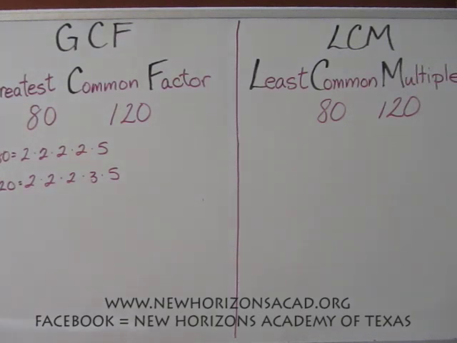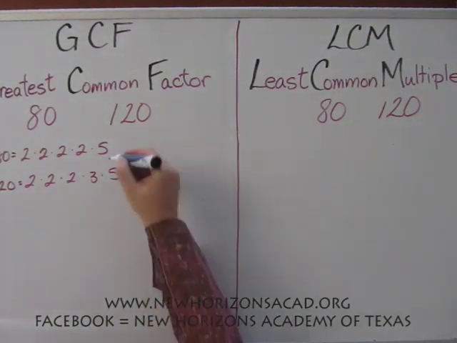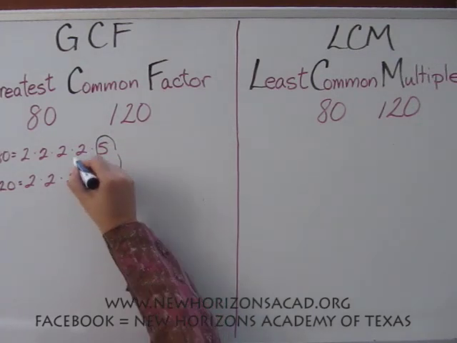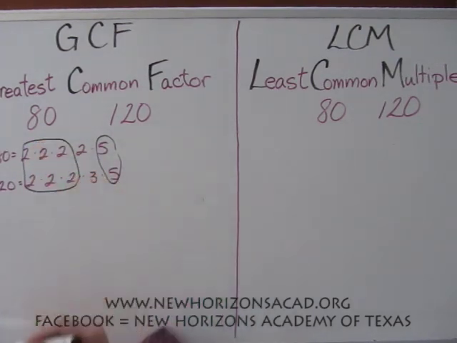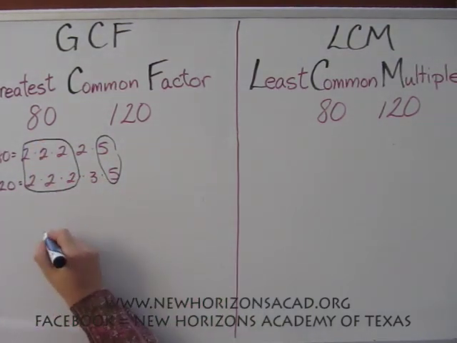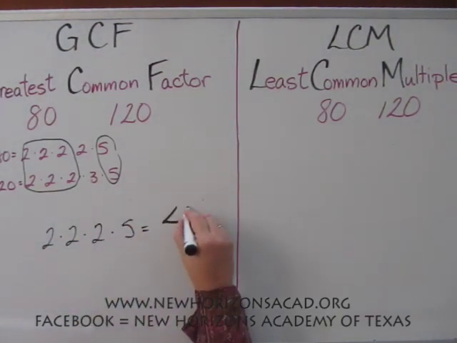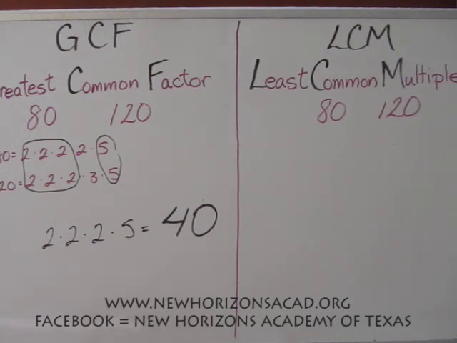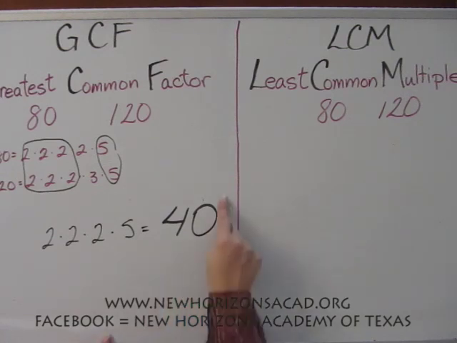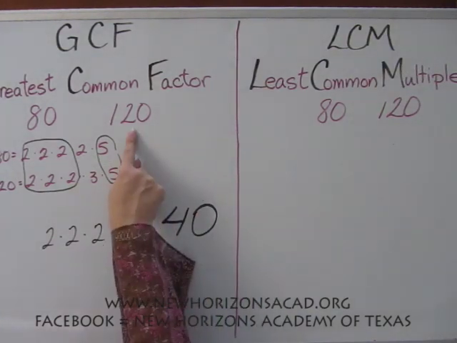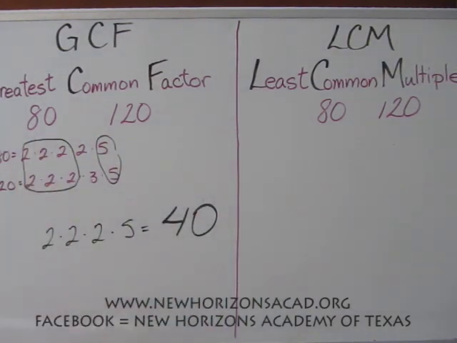So I'm looking for the factors they have in common. Well, they both have this 5, and they both have 3 2's. So they both have 2 times 2 times 2 times 5, which is 40. So the thought in finding the greatest common factor is look at the ingredients of both numbers, the prime ingredients, and find the ingredients they both have. And if you put them together, that will be the biggest factor you can find in 120 and in 80.